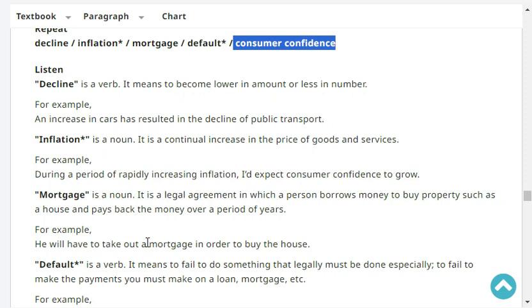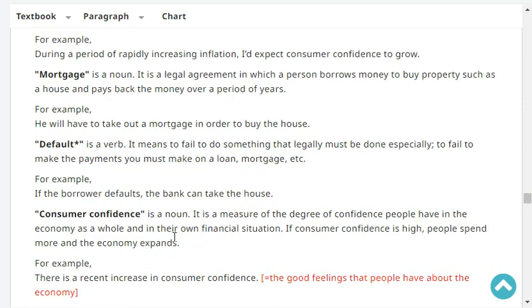It is a legal agreement in which a person borrows money to buy property, such as a house, and pays back the money over a period of years. For example, he will have to take out a mortgage in order to buy the house.